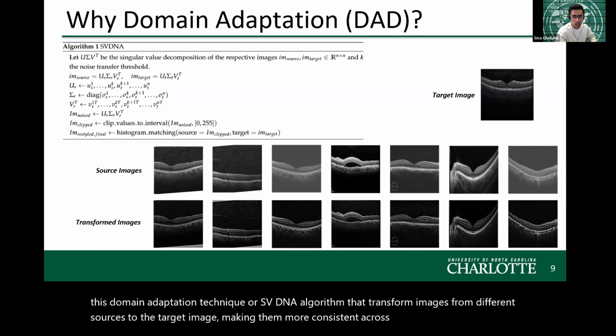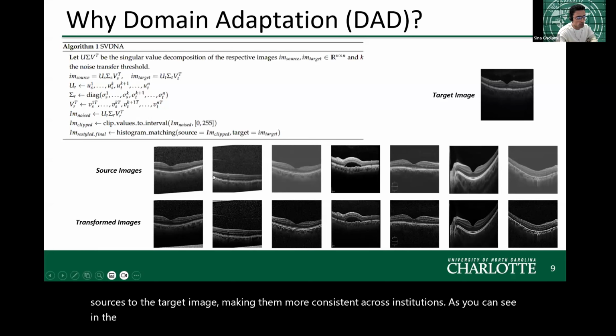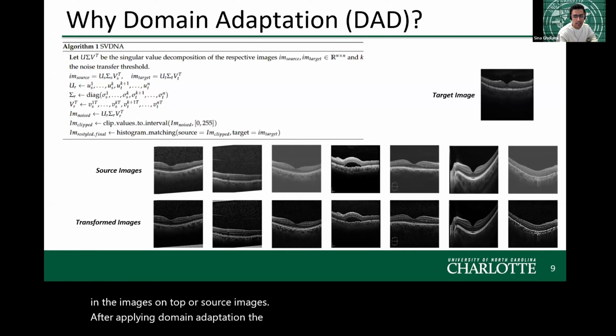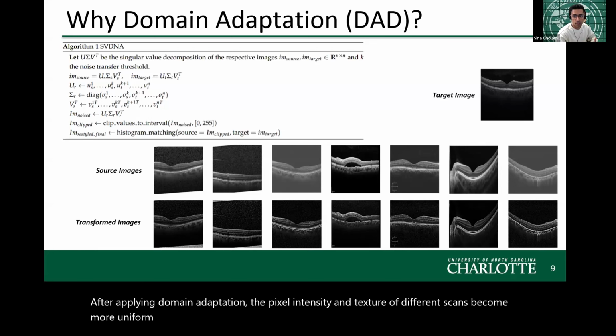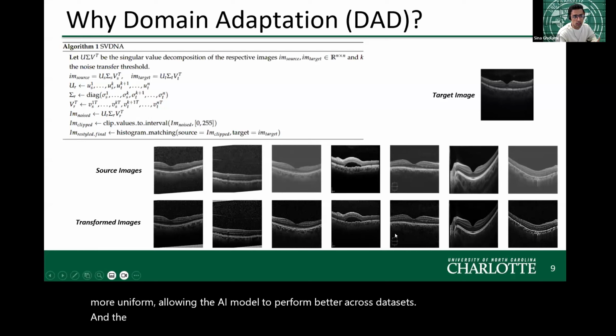As you can see in the images on top, these are source images. After applying domain adaptation, the pixel intensity and texture of different scans become more uniform, allowing the AI model to perform better across datasets. And the idea behind this is using singular value decomposition of the target.